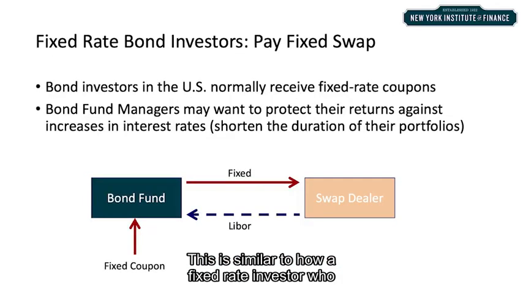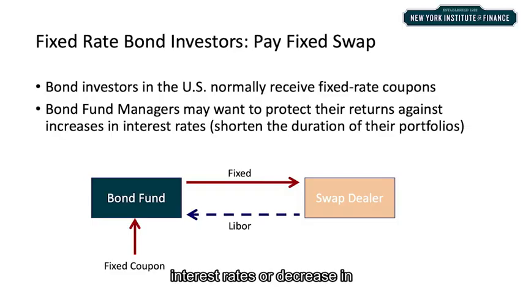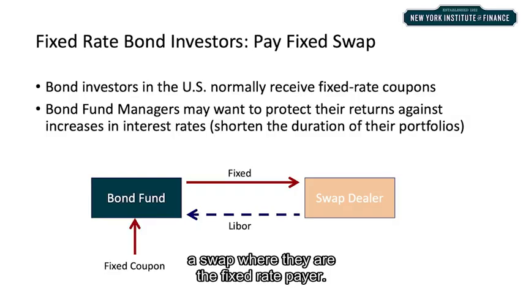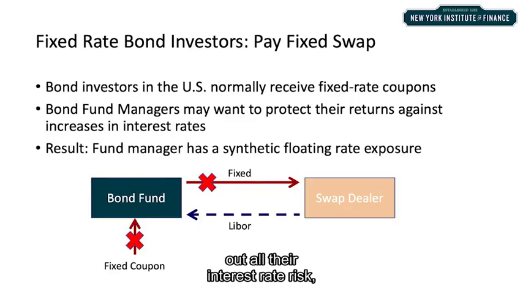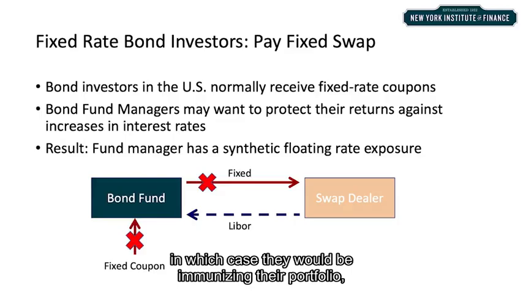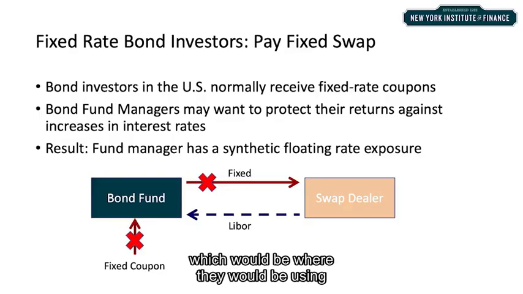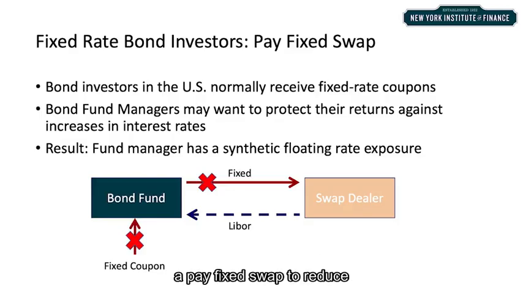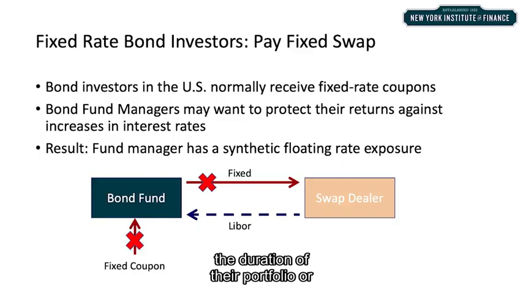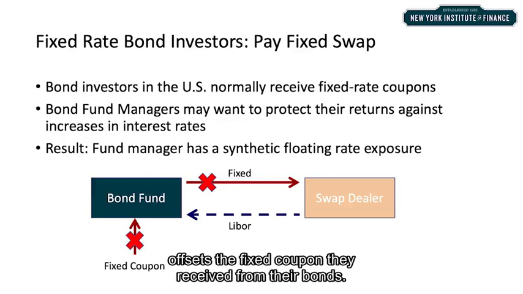This is similar to how a fixed rate investor who receives a fixed coupon on their bonds could hedge themselves against an increase in interest rates or a decrease in bond prices by entering into a swap where they are the fixed rate payer. Managers can either hedge out all of their interest rate risk, in which case they would be immunizing their portfolio, or they can hedge out part of their interest rate risk, using a pay-fixed swap to scale down the duration of their portfolio. The fixed payment they make in the swap offsets the fixed coupon they receive from their bonds.